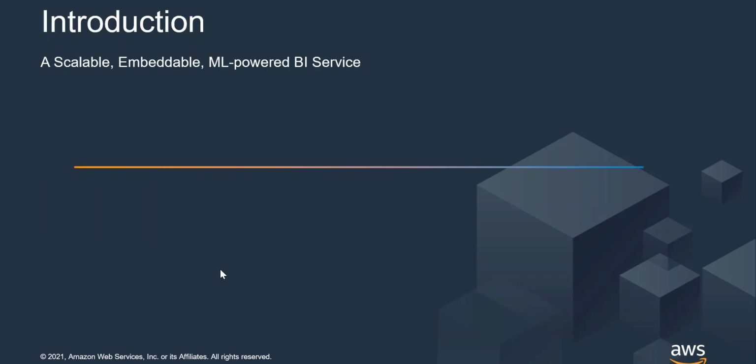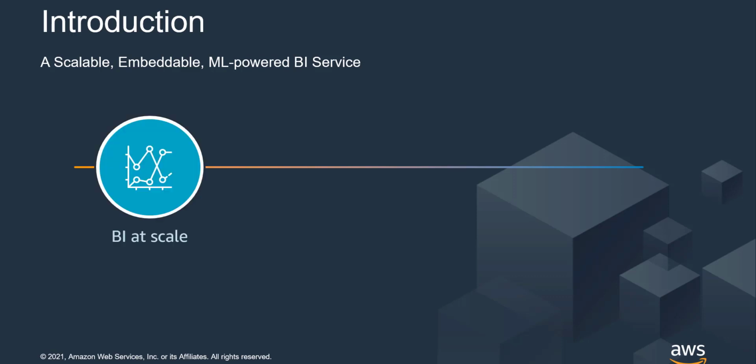So, as an introduction, Amazon QuickSight is a business intelligence solution at scale. What it means is that it scales with how many users you have. It is a managed solution, so you don't have to worry about provisioning extra hardware or scaling or performance as your user base increases.